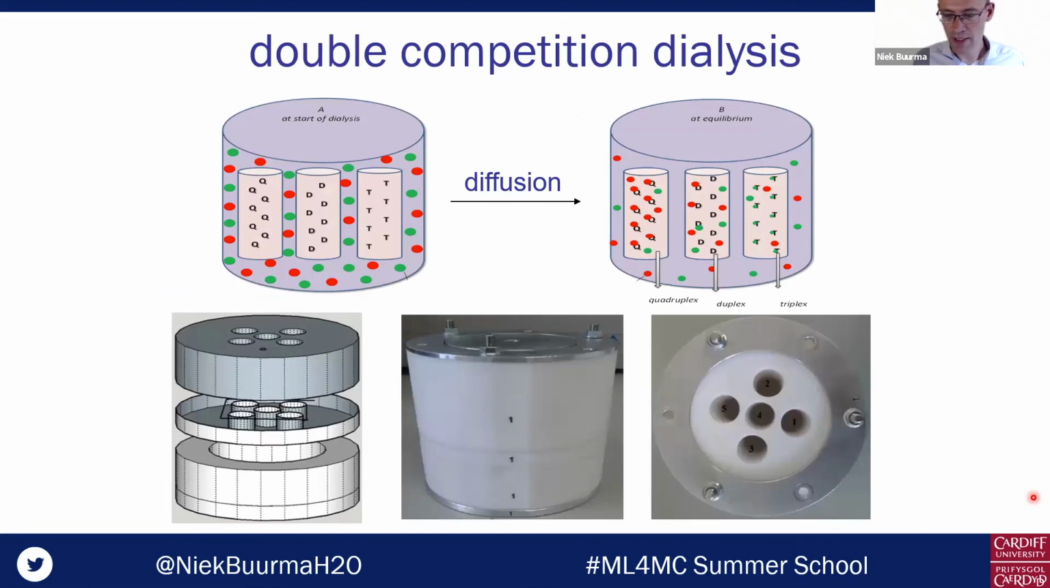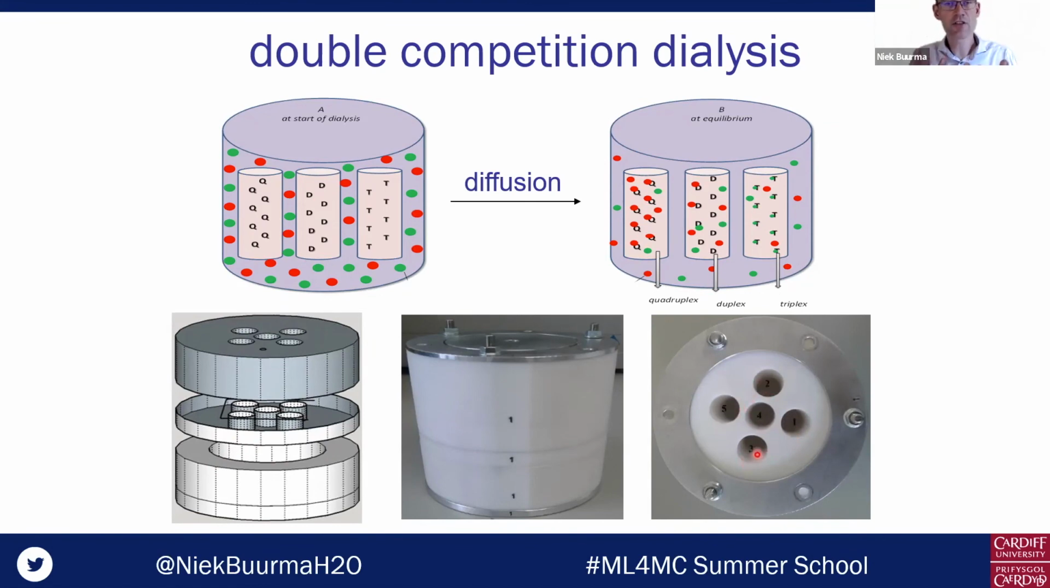What we do in the lab, or one of the experiments we do in the lab, is what we call a double competition dialysis experiment. And briefly, what we do is we take a few molecules, typically colored molecules, and we put them in the bottom of a device. And then on top of that, we have a little bit of dialysis membrane. And then on top of that, we have 5 holes. You can see them over here. And we put different DNA structures in the 5 different holes.